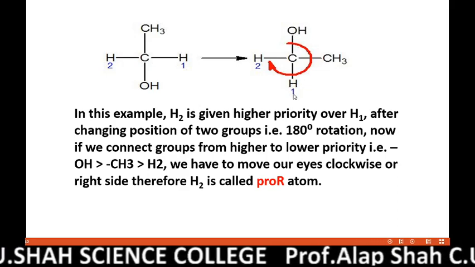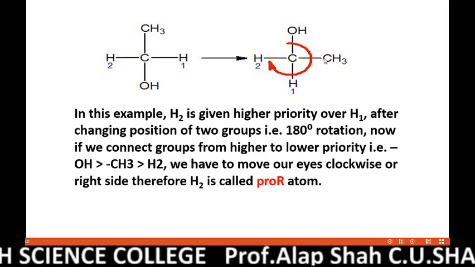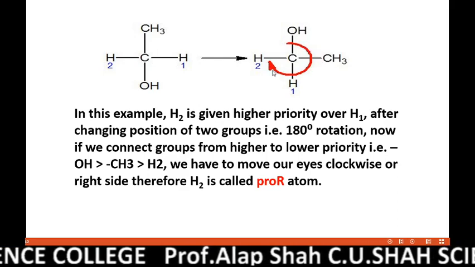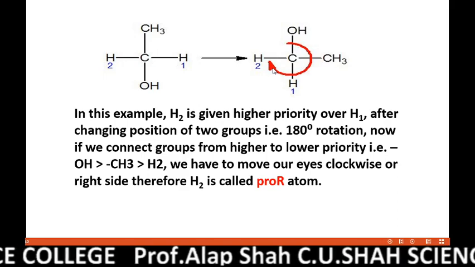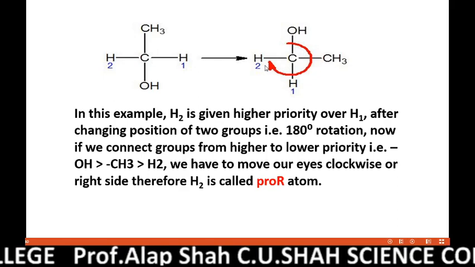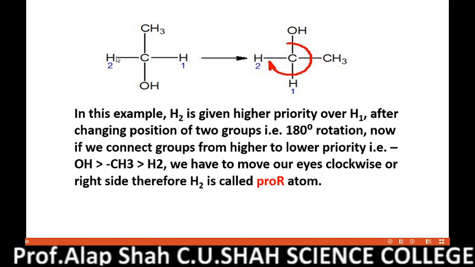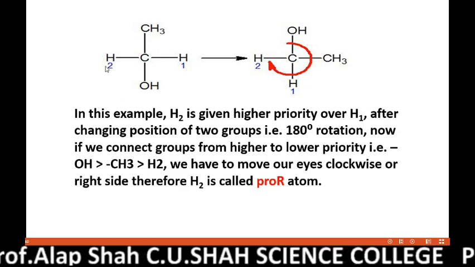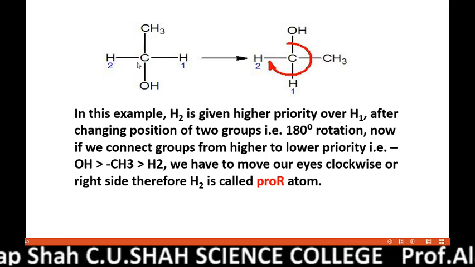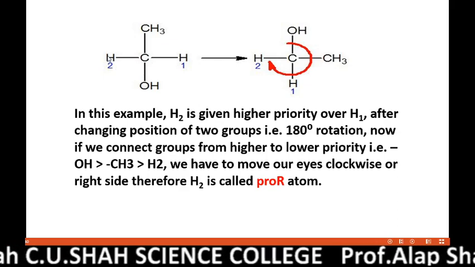Now the least priority group is away from us, and you can see the first, second and third priority groups. To connect them, we have to move our eyes to the right side, or clockwise. That's why the configuration is R. So we can say that if we displace H2 by some other group, then we would get the R configuration isomer. So this is called the pro-R isomer or pro-R atom.